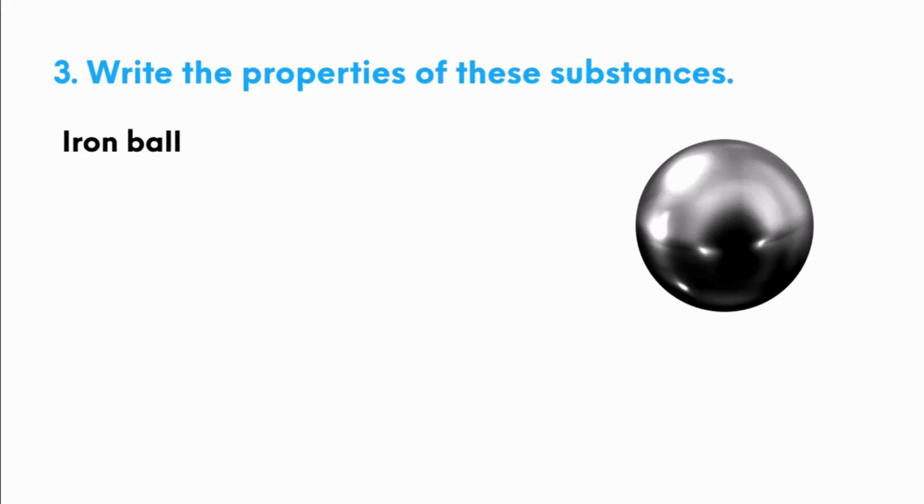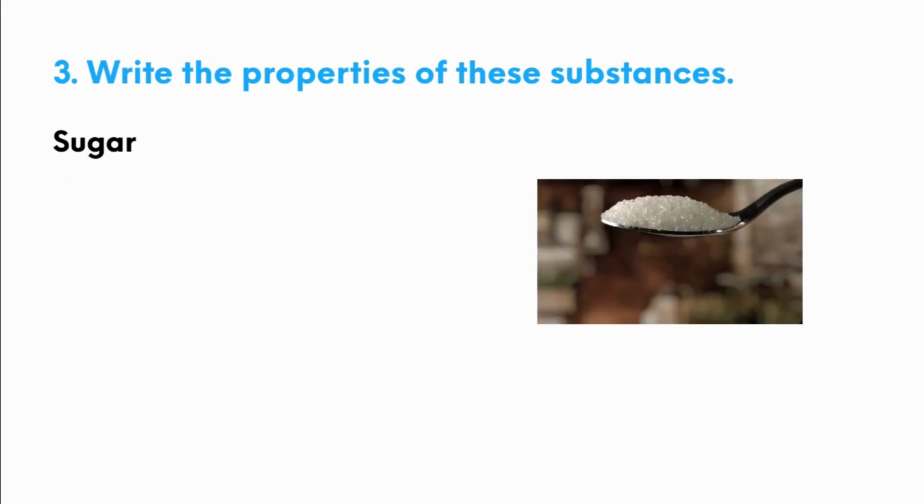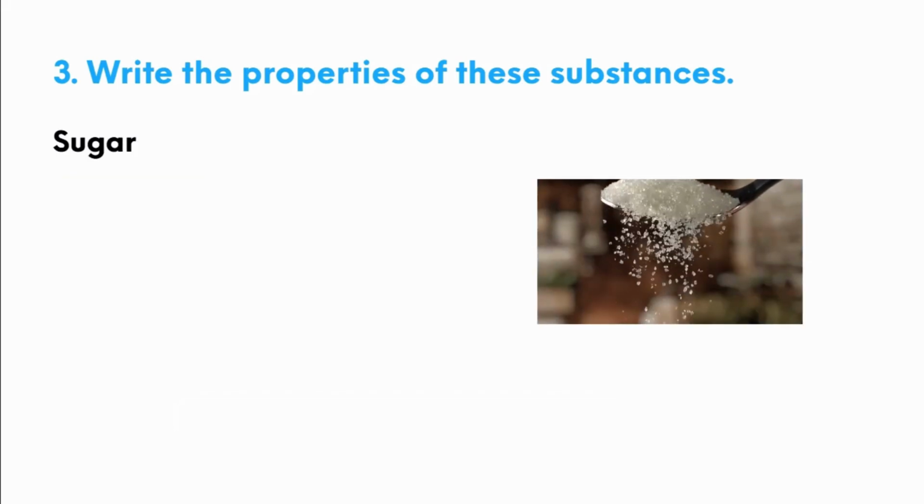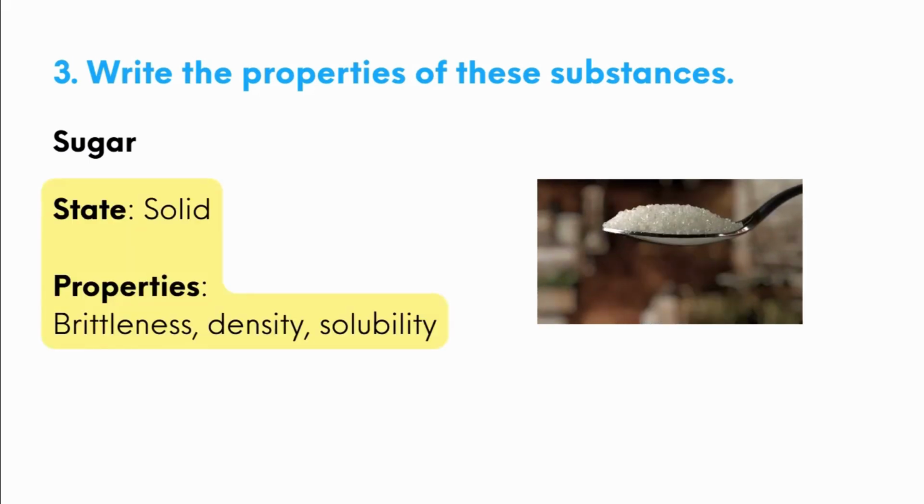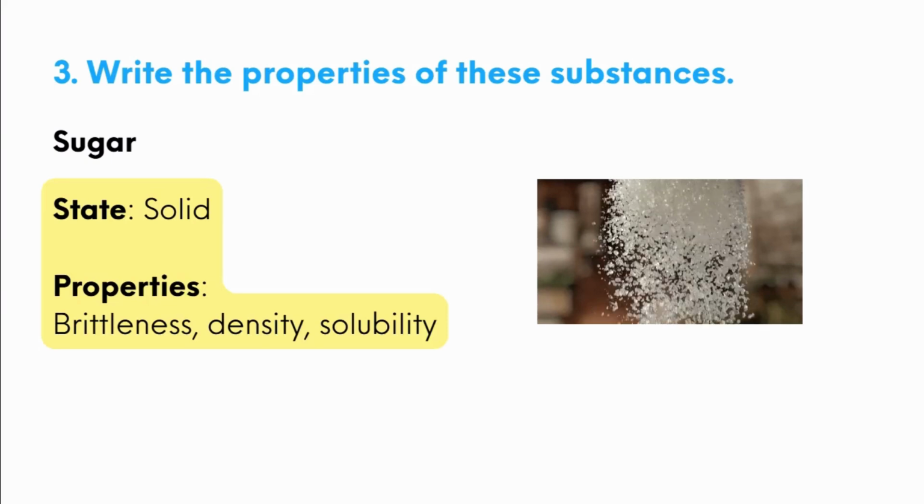Next is iron ball. Iron ball is also solid and it has properties like hardness, density, malleability, ductility, electrical and thermal conductivity, luster and sonority. Next substance is sugar. Sugar is also solid. It has the properties brittleness, density and solubility.